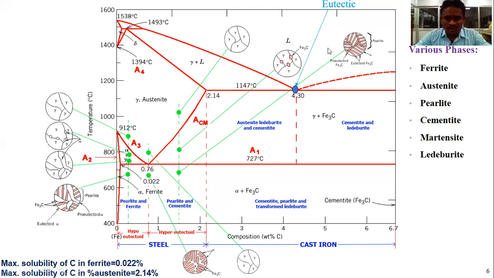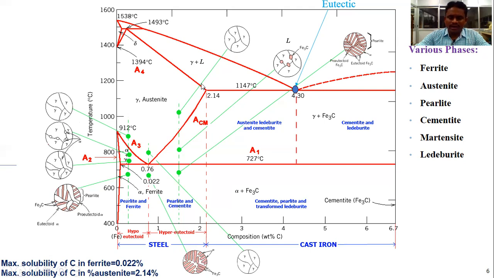Here, the maximum solubility of carbon in austenite in this ledeburite phase is 2.14% of carbon. The cementite percentage is 6.67% of carbon. So at this temperature, we can observe the formation of cast irons.